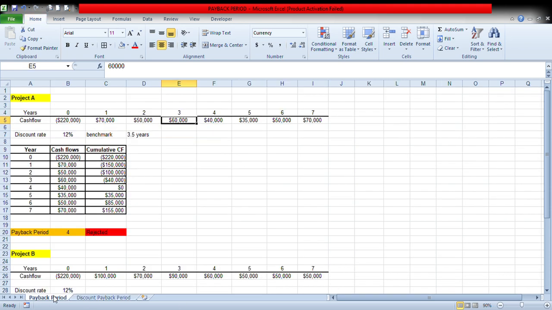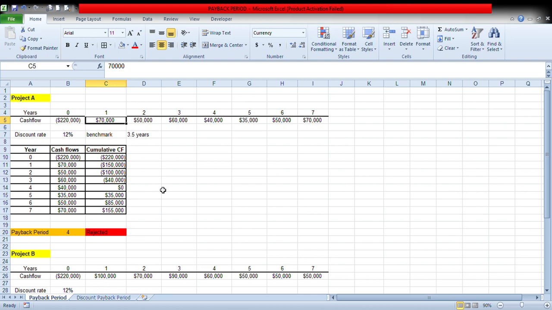In the previous class I taught you about payback period. There are some limitations. One of the limitations is that, for example, if I want the present value of year 3, I can't find it. This is the future value, but I can't find this present value. So that's a limitation of payback period.